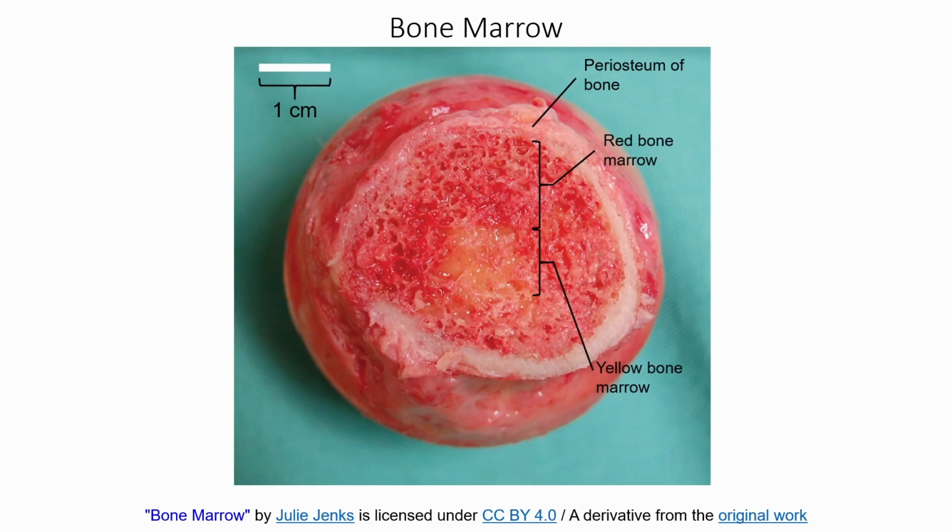So bone marrow is one of these lymphatic organs. If we take a peek here, we see some bone marrow that's been removed. We see the red bone marrow, which will be responsible for producing blood cells, and then the yellow bone marrow, which contains fat. Then we see the periosteum all the way around it. Because we are producing blood cells, including lymphocytes, we can call this a lymphatic organ.